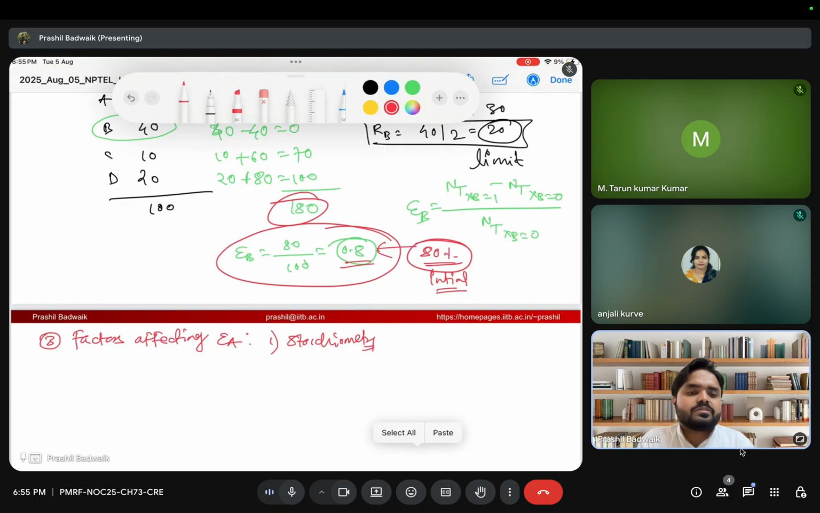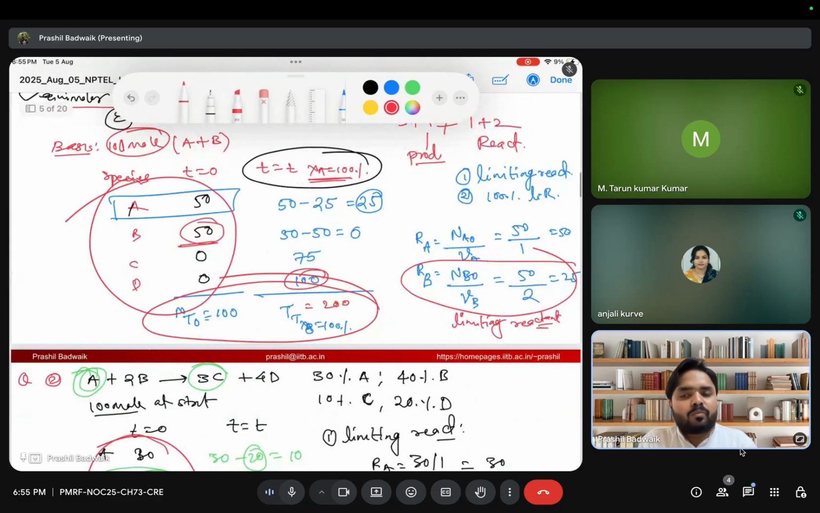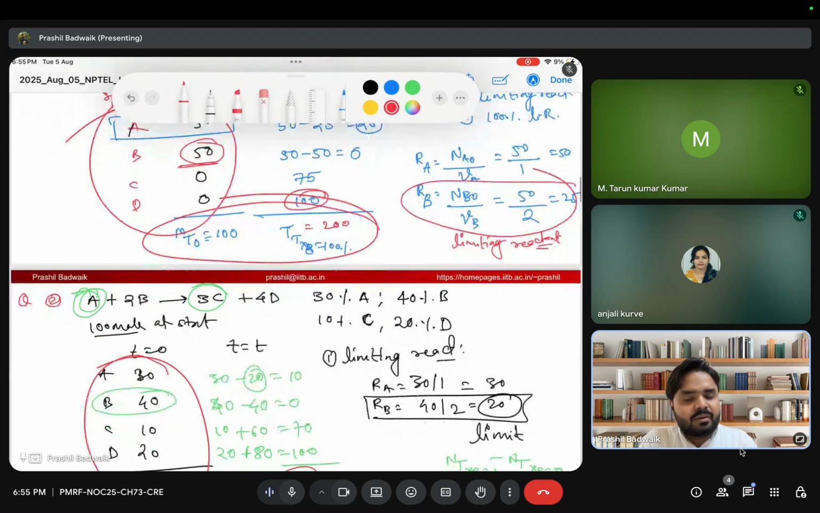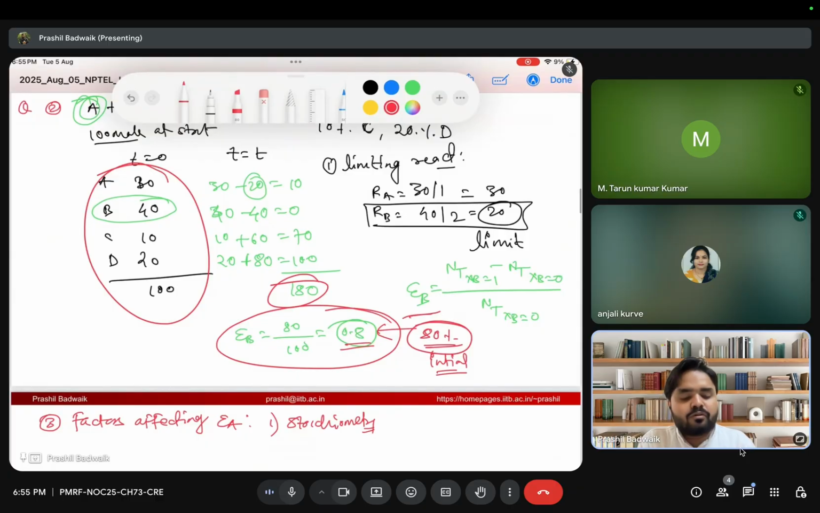Then the second thing is the composition of feed. What is the composition of feed? You can see earlier I had different composition at the start. In the two problems that we have taken, we had different amounts of initial chemicals, and accordingly we got different values of epsilon B. So along with stoichiometry, initial composition is something that affects. Correct?